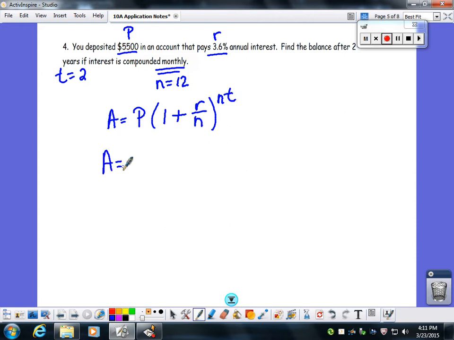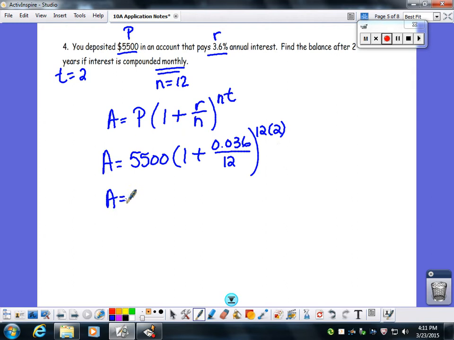So let's plug in what we know. We know 5,500 times 1 plus our rate over N, which is 12, to the 12 times 2, N times T. All right, put that in your calculator. Here again, round to 2 decimal places. So I'm getting $5,909.97.